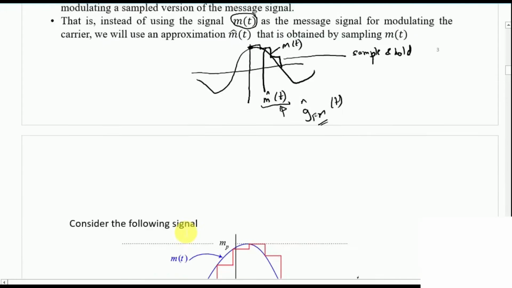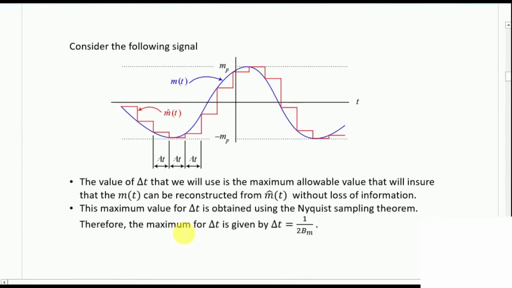So let us start with a more clear picture. Over here, the blue line, this single tone, is our message signal, and the red one is the sample and hold. So we pick a sample and we hold it for a certain time. The duration of the time is expressed in terms of delta t.